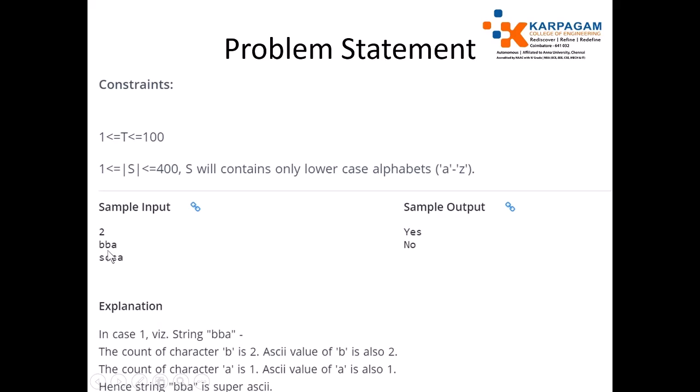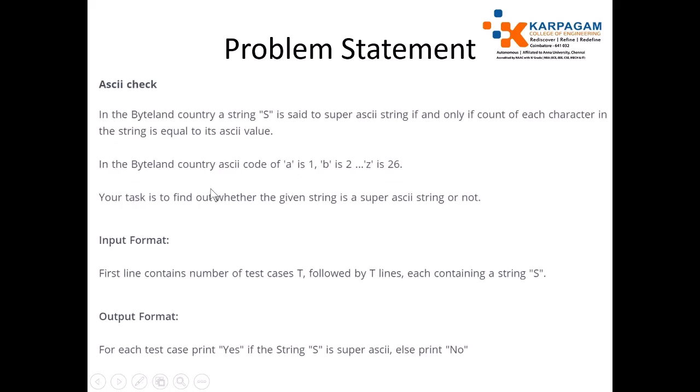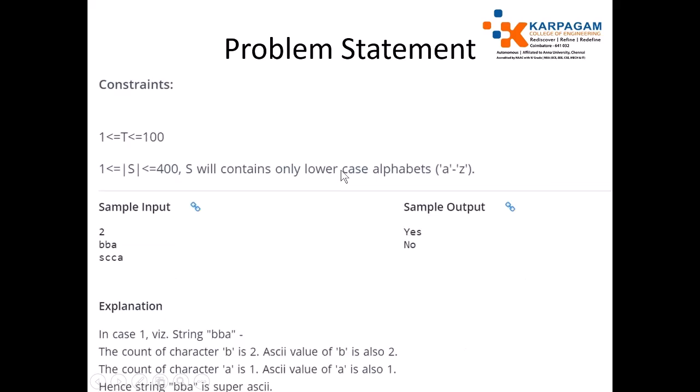BBA contains two times B and one time A. According to the data, if A appears one time and B appears two times, it is called a super ASCII string. So it will print yes.